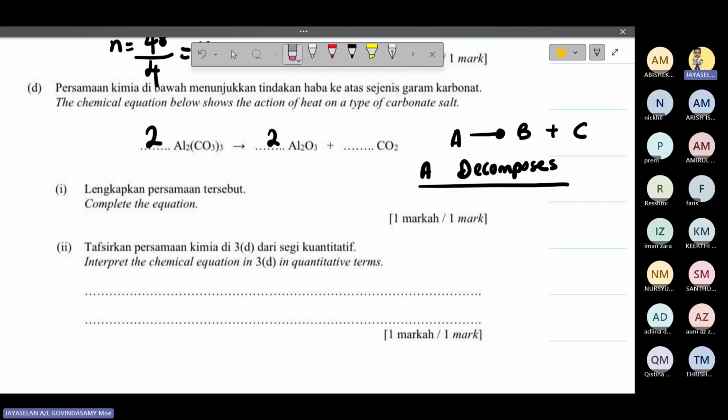Okay, carbon pula. Kita tengok carbon. Carbon 3 darab 2, 12. Okay, so here 3 times 2, 12. So here you must do what? Carbon. How to get the carbon?